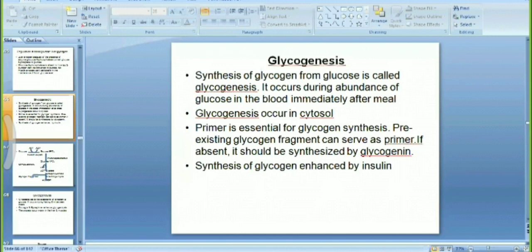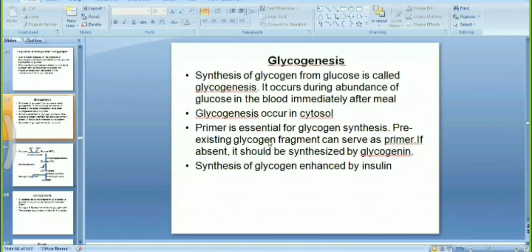That means for glycogenesis, glucose is the substrate. It occurs during abundance of glucose in the blood. Abundance of glucose is possible immediately after a meal. Immediately after a meal, the blood glucose level increases in our blood.